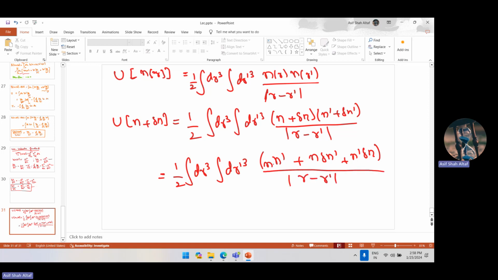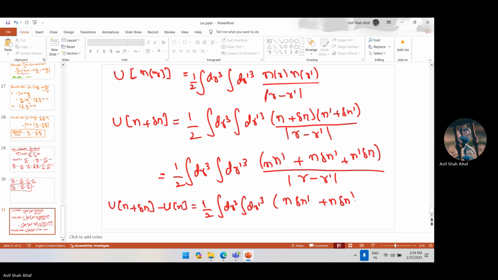Now again the first term here, if you see, this is just u of n of r, so you can just take it on the left side, and what you will have then is, so finally this is what you will get. Fine, this is your n dash.